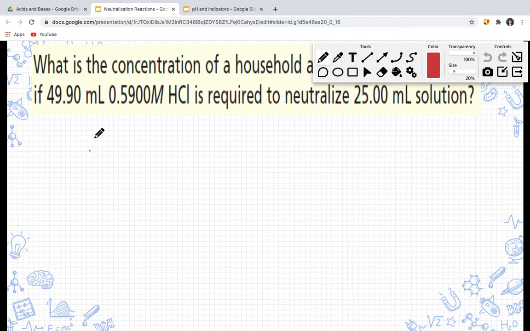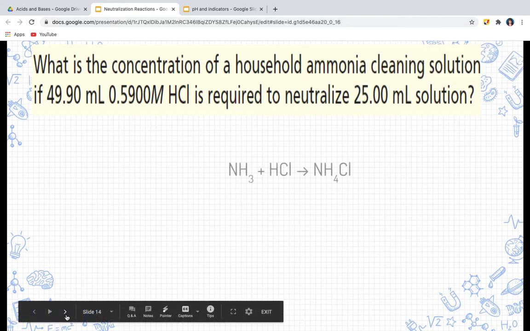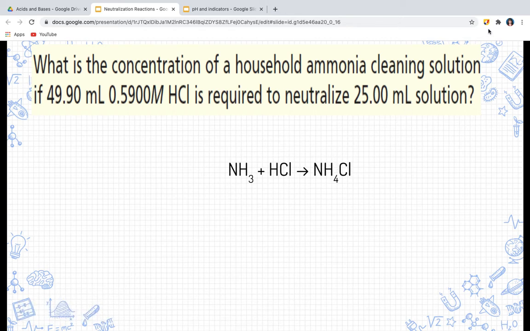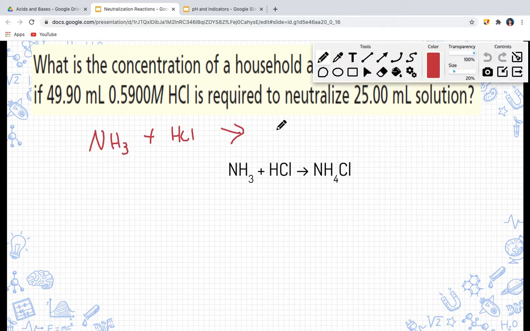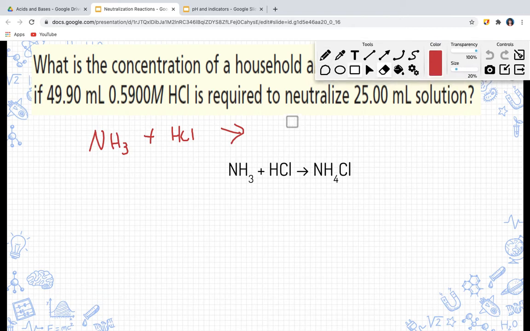So we have ammonia, which if you remember is NH3, plus HCl. The neutralization reaction for that is going to end up being NH4Cl. So this is a little bit different. It's only going to form that salt because you don't have the hydroxide in there with it, which is fine.